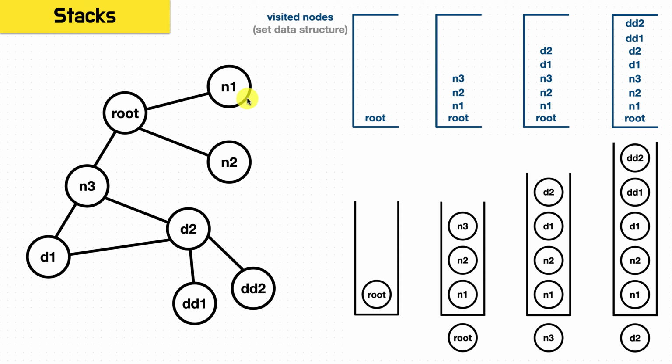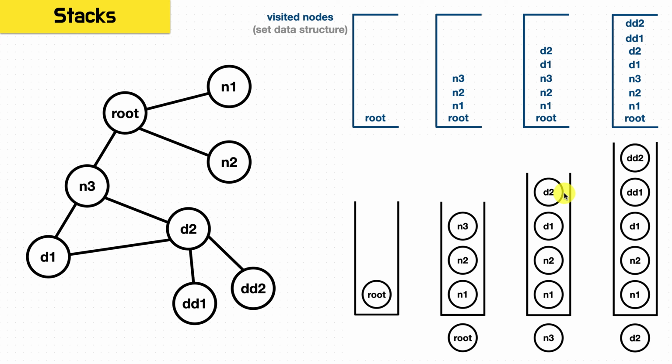So we added N1, N2, and N3 to the stack and the visited nodes. Then N3 is at the top of the stack, so we pop N3. Then we add N3's neighbors, D1 and D2, and we also see the root as a neighbor. But because the root exists in the visited node set, we don't go through it again, so we don't add it to the stack again.